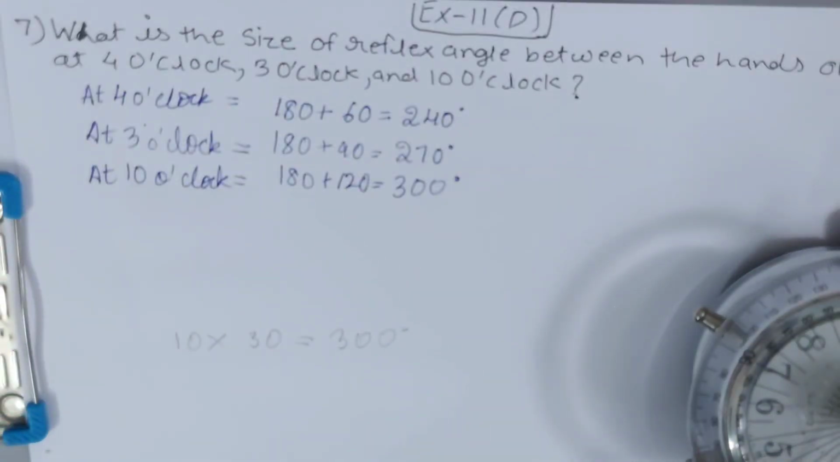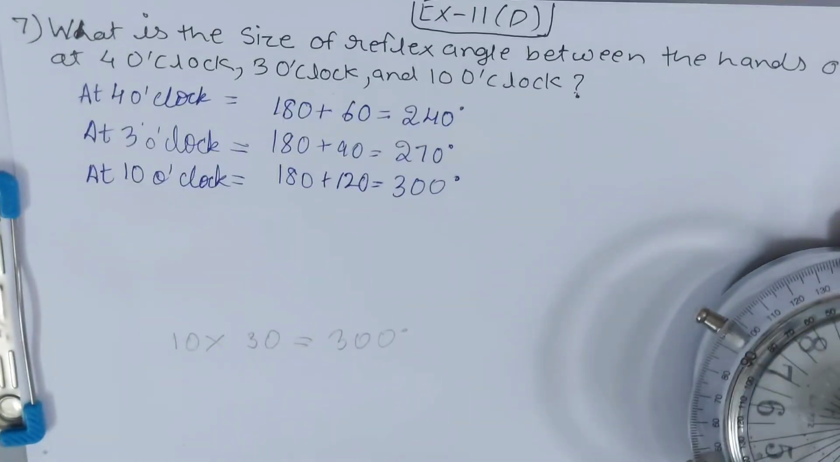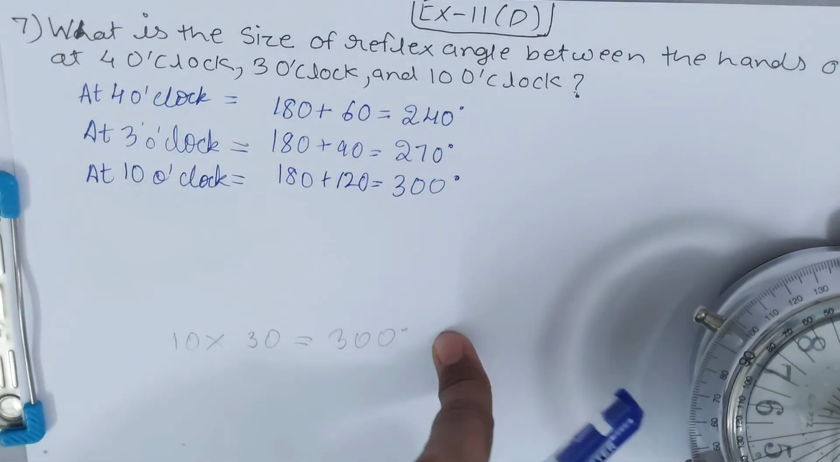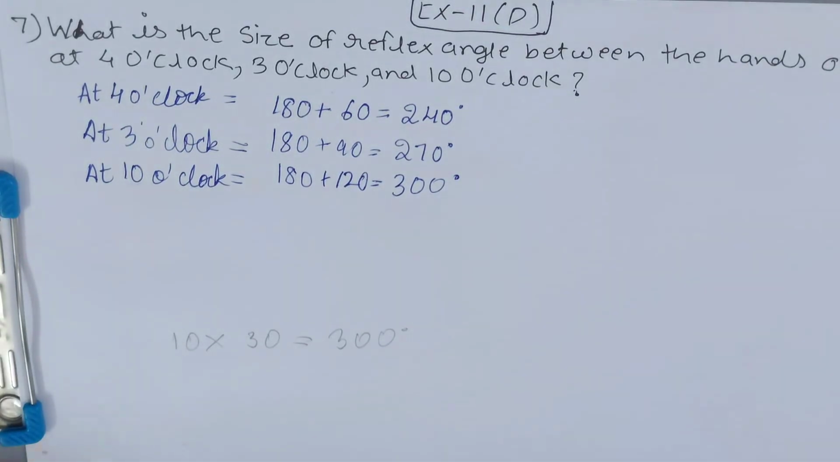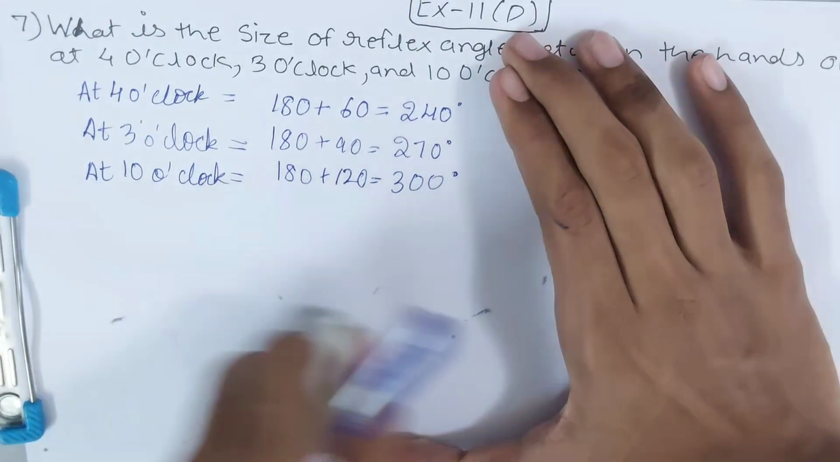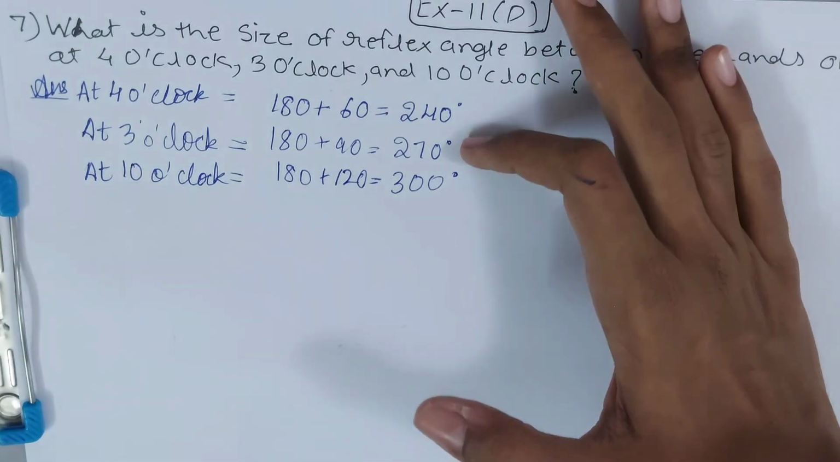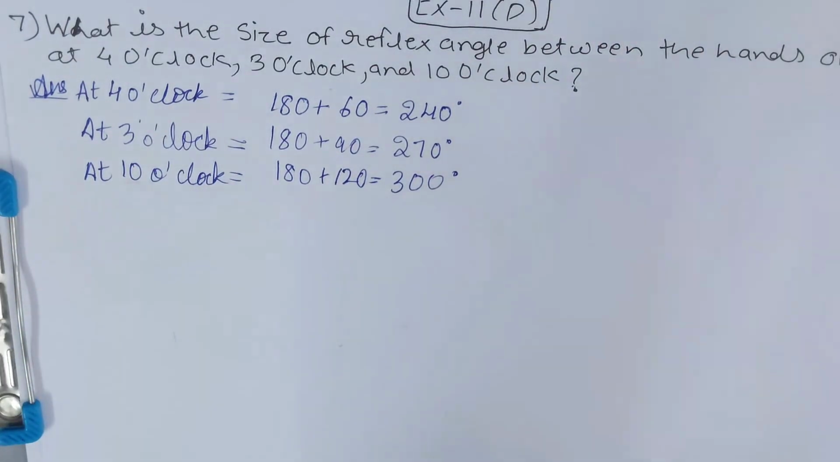So what do you get here? 180 plus 120. That's 300 degrees. Can you see? It's the same thing here. 180 plus 120 is 300, and 10 into 30 here is as well 300. So it's same both the ways, mathematically and practically. So it's up to you. So this is it, and the answers are there right in front of you. You have first answer for 4 o'clock as exactly 240 degrees, and then at 3 o'clock the reflex angle is 270 degrees, and at 10 o'clock it is 300 degrees.